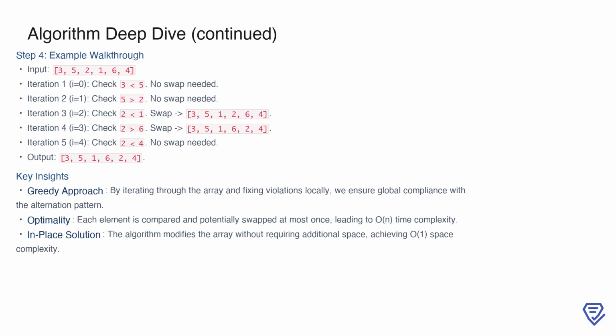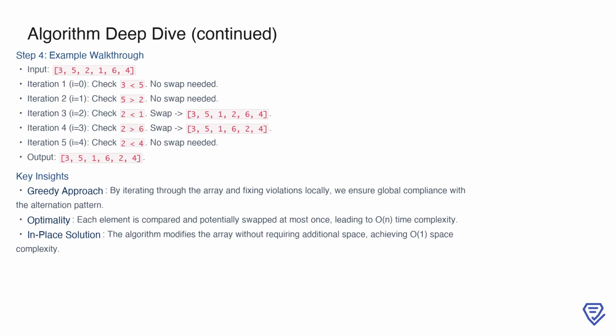Consider the input array 3, 5, 2, 1, 6, 4. Starting at index 0, we check whether 3 is less than 5. Since this condition is satisfied, no swap is needed. At index 1, we check whether 5 is greater than 2, and again, no swap is needed. Moving to index 2, we see that 2 is not less than 1, which violates the condition, so we swap these two elements. The array now becomes 3, 5, 1, 2, 6, 4.